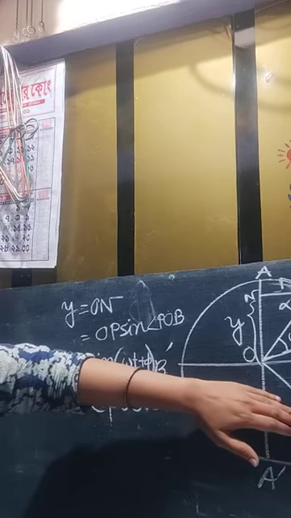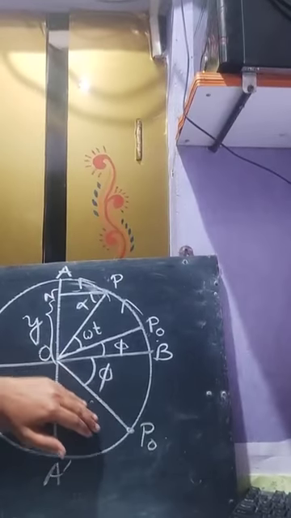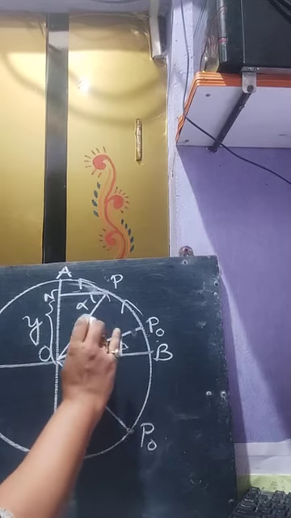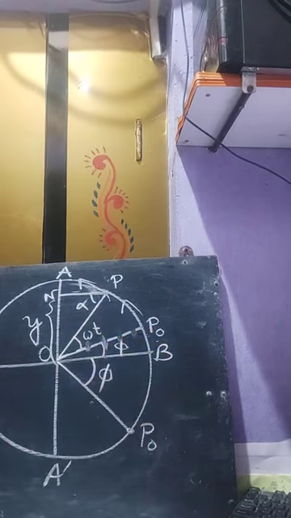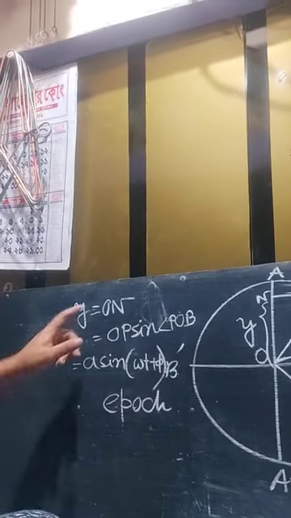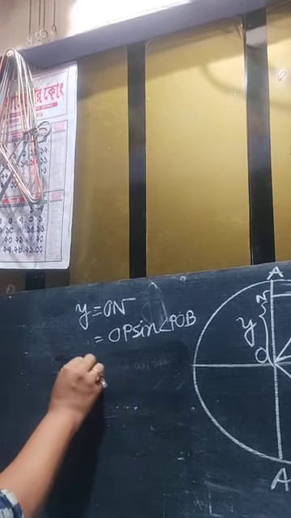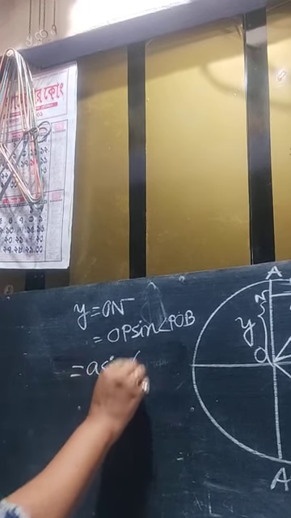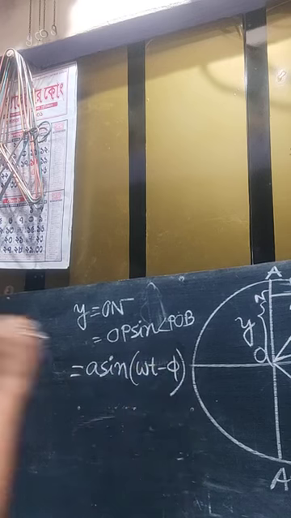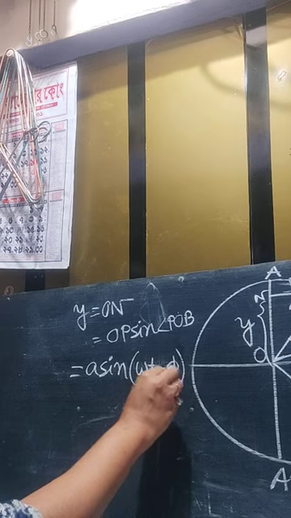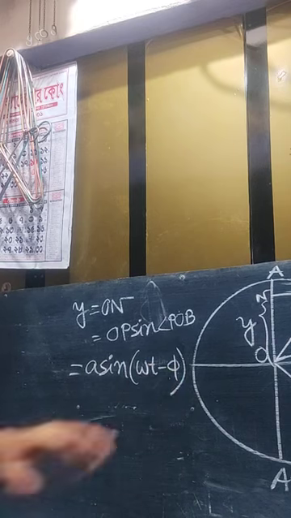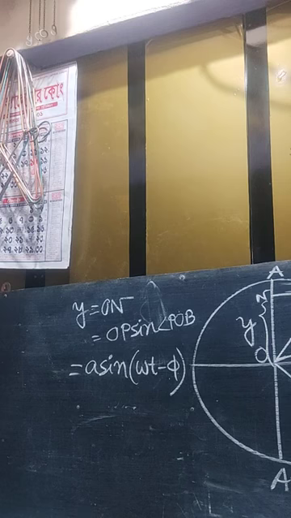Now for the second position, if P0 is here, the position will be the same thing, just the equation will be A sine omega t minus phi. Here minus phi is the epoch of N, but when it is minus, we are saying that they are in opposite phase. Okay, so today I am ending this video.